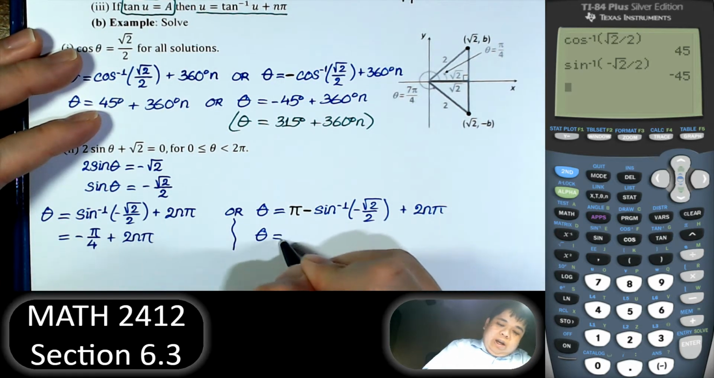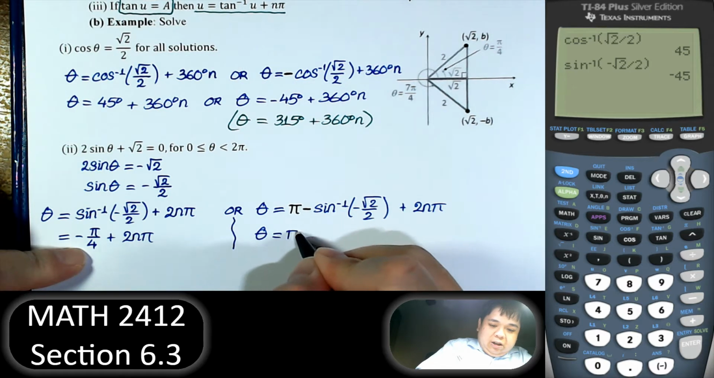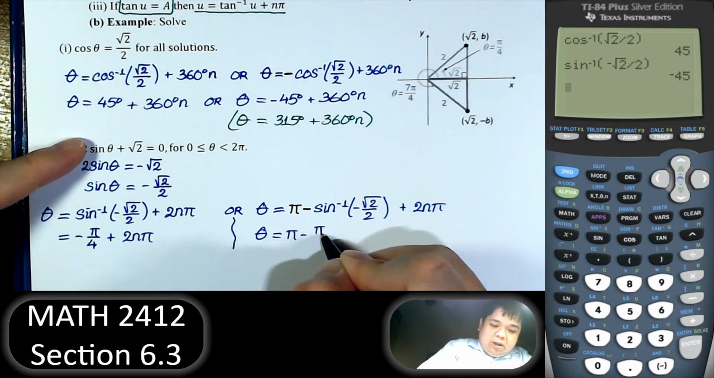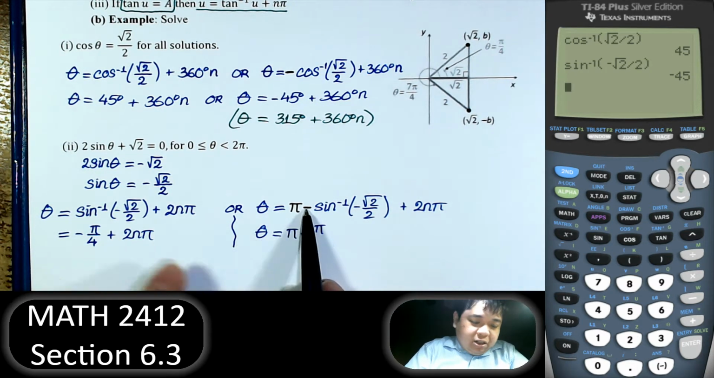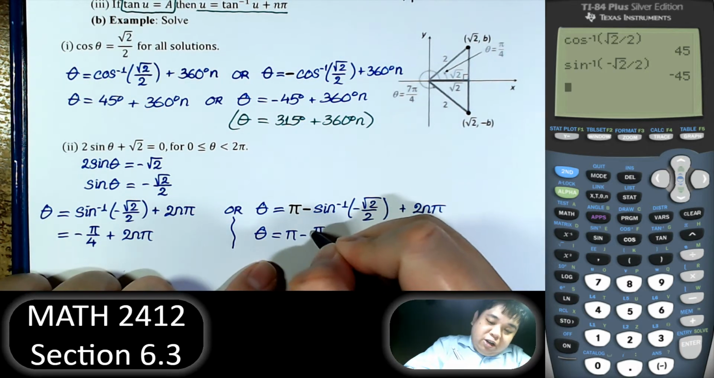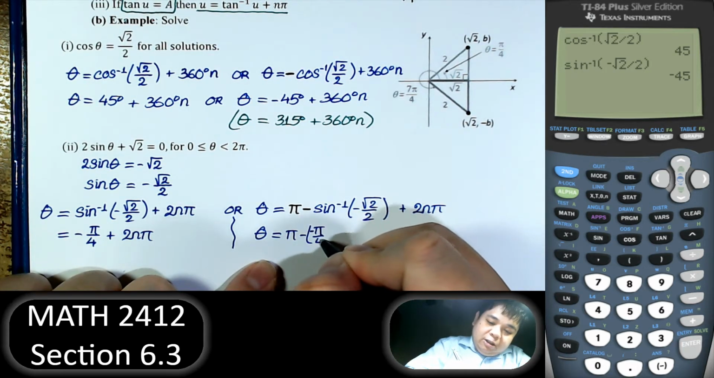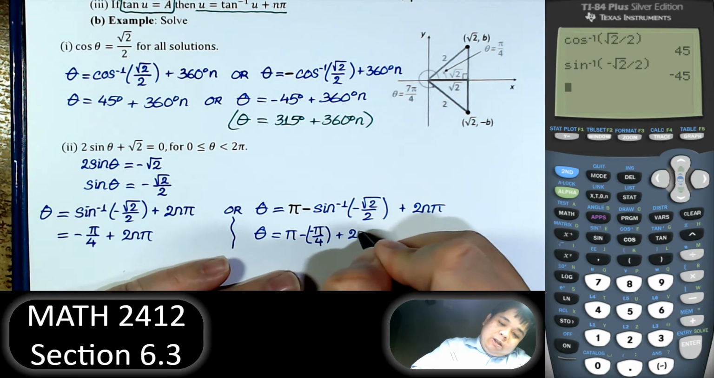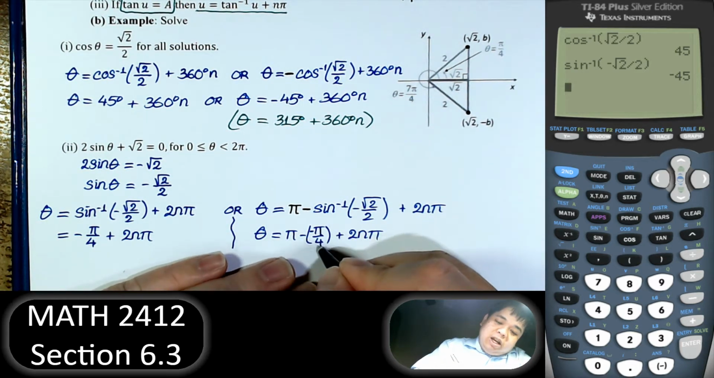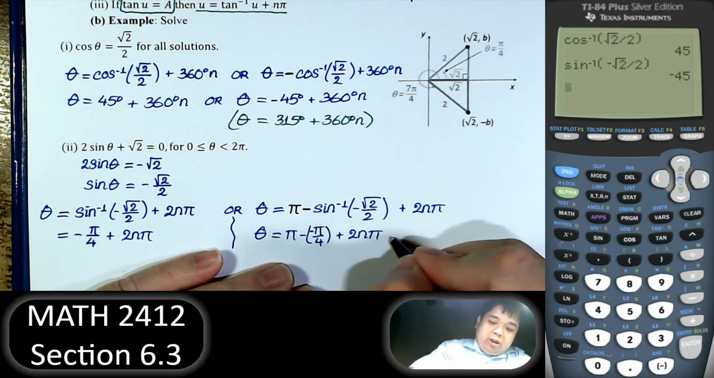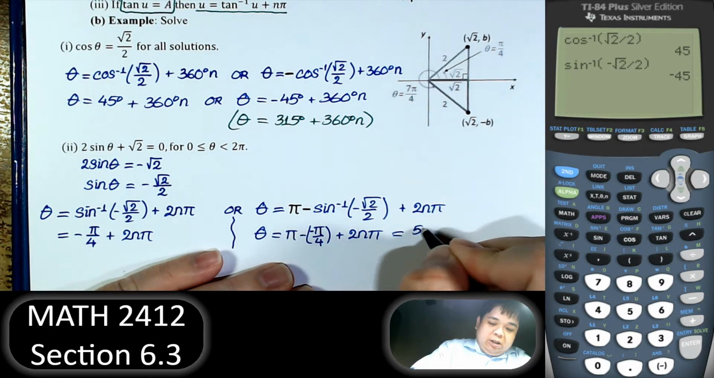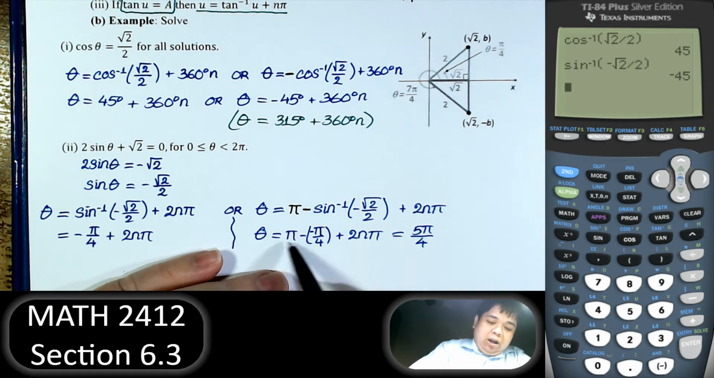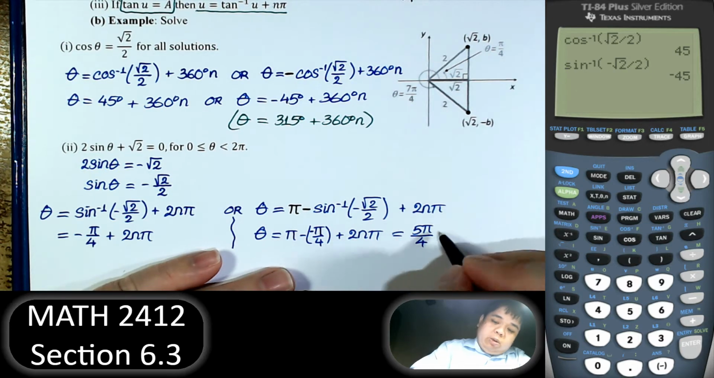The other one we have is pi minus the sine inverse, and this sine inverse is the negative one. So it will be that plus 2n pi. Pi minus negative pi over 4: 1 pi plus 1 pi over 4, 1 and 1/4 is 5 over 4.